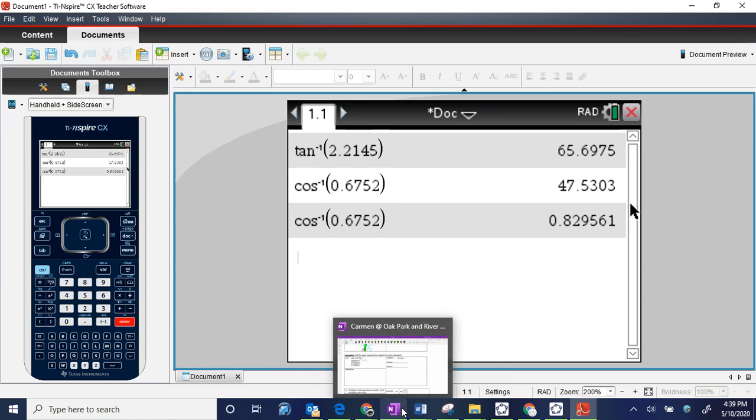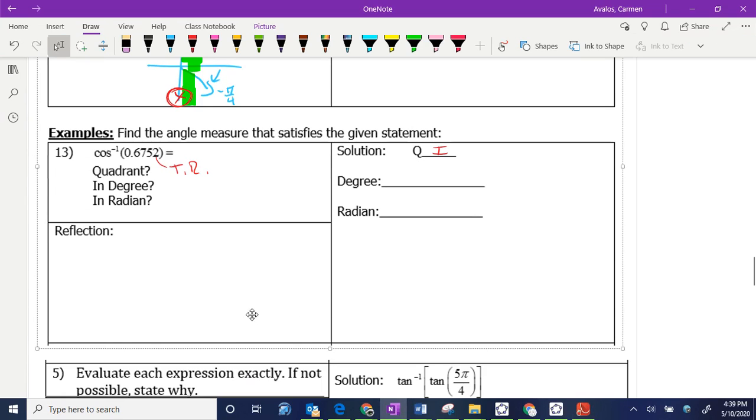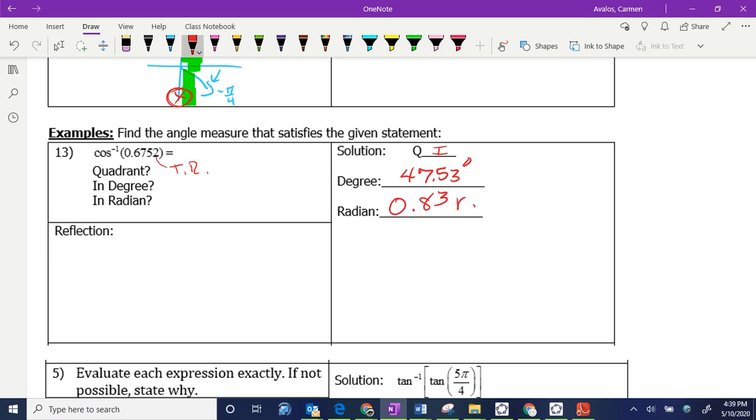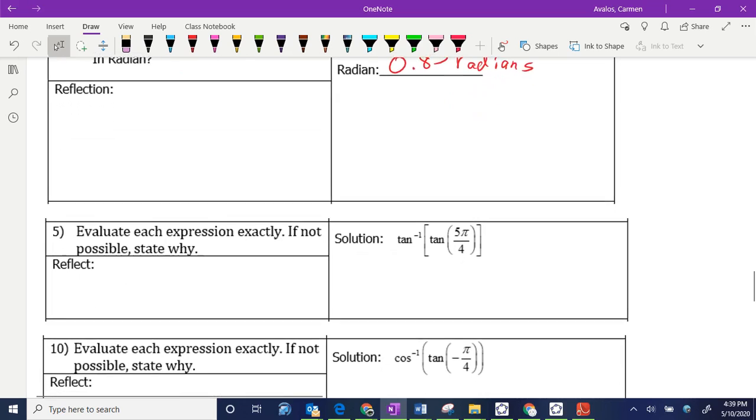Okay, so now we go back to where we were. Right here. Now we go back here and we fill in those answers. So we know that in degrees, we're going to get approximately 47.53 degrees and 0.83 radians. We do not need to write down radians. We just know that if there's nothing there, it's going to be radians.